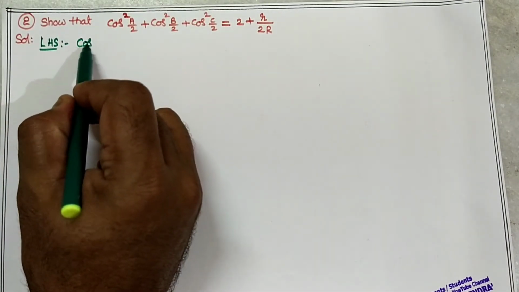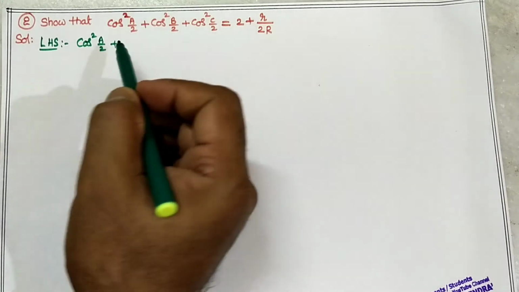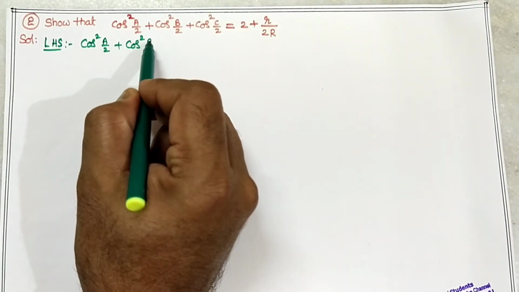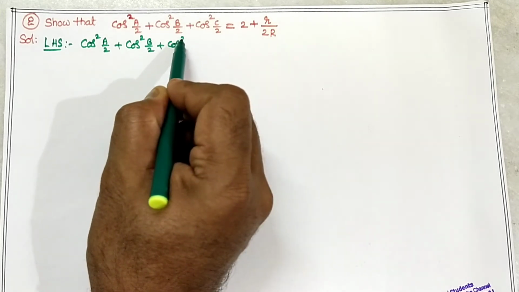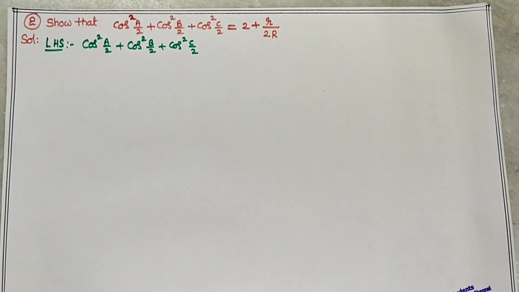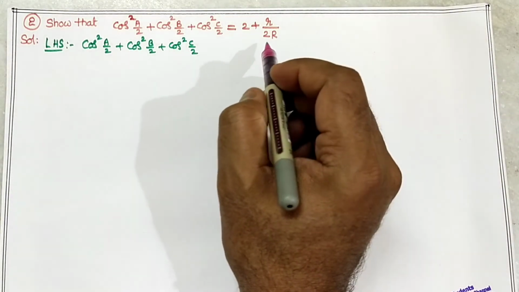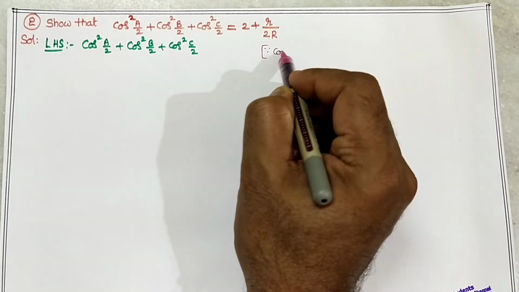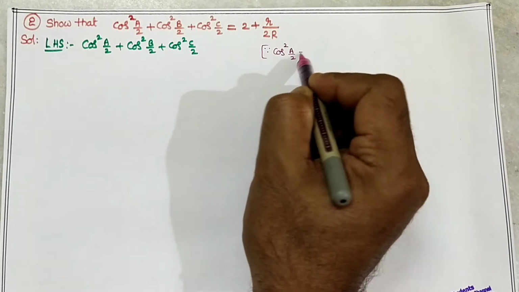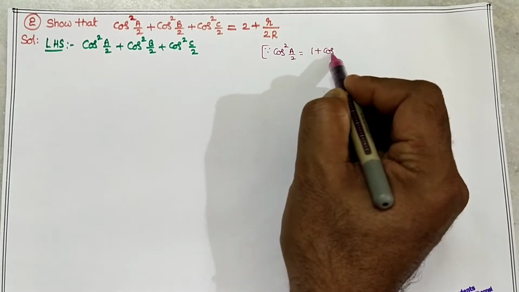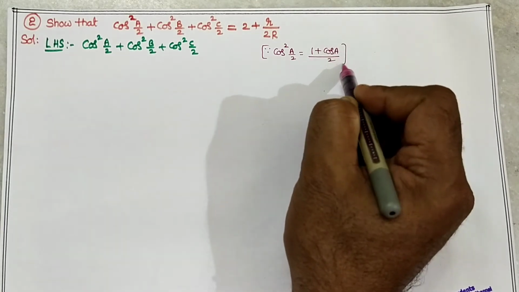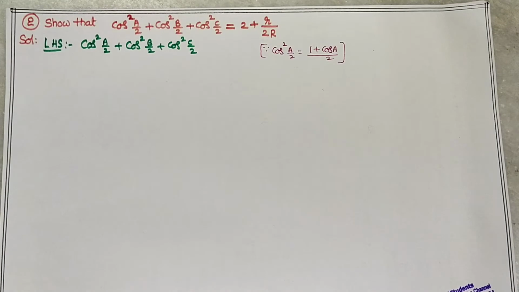Cos square A by 2 plus cos square B by 2 plus cos square C by 2. We know the formula in terms of cos square A by 2. I'll write the formula here: cos square A by 2 is equal to (1 plus cos A) by 2. So for all the values of cos square A by 2, cos square B by 2, cos square C by 2, you have to write it.